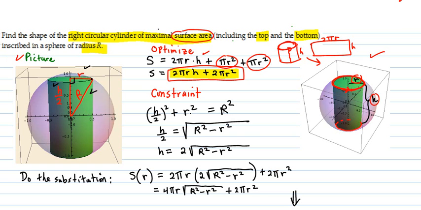So H over 2 squared plus r squared equals R squared, and then you go from there and you solve for H. Then you substitute in the H, and you get this, and you clean that up and you get that expression for the surface area depending on just the radius. And then we go on to the next page.